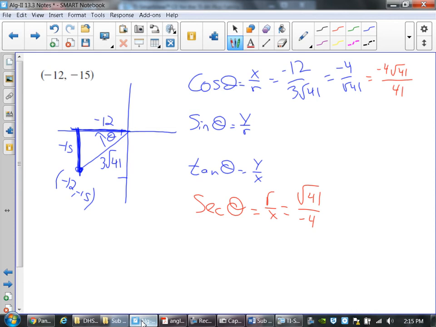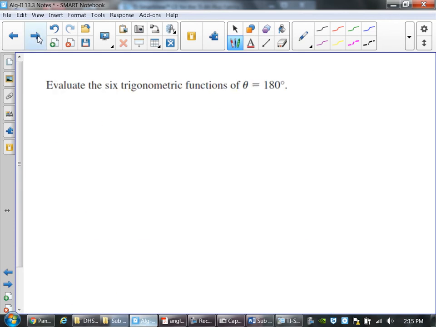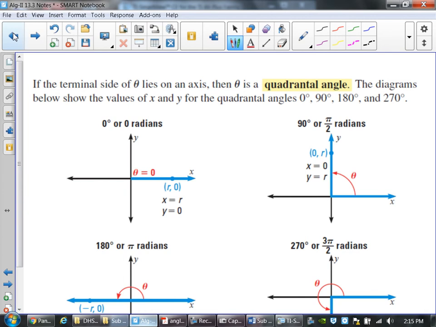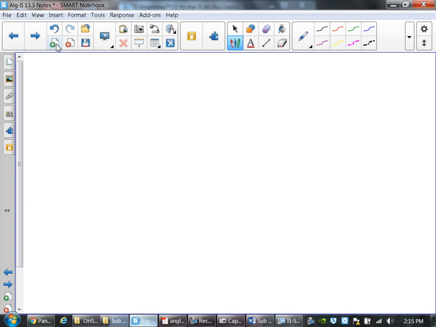Yes, ma'am. That's how it simplifies radicals in the calculator. We're just moving on.